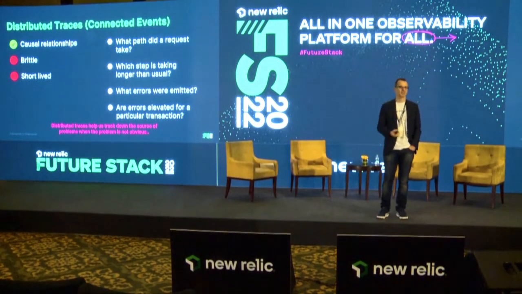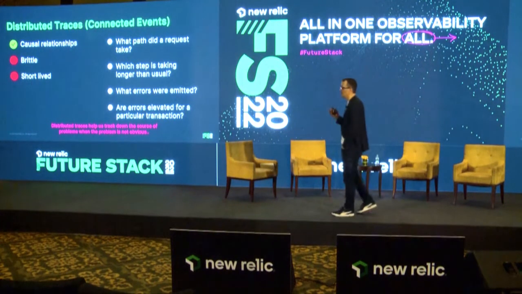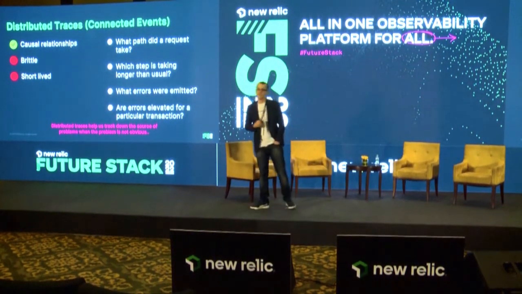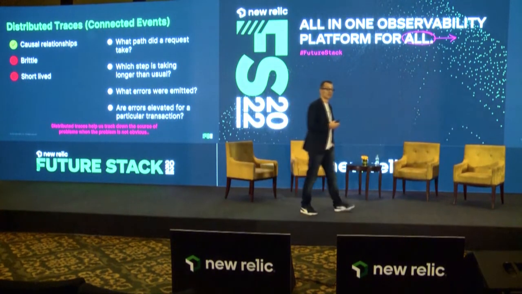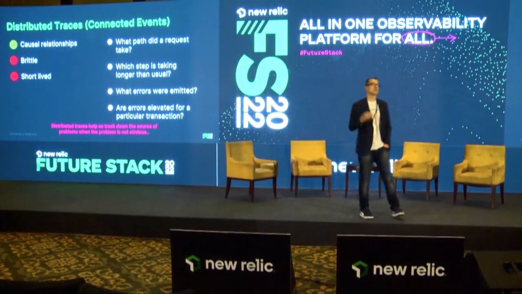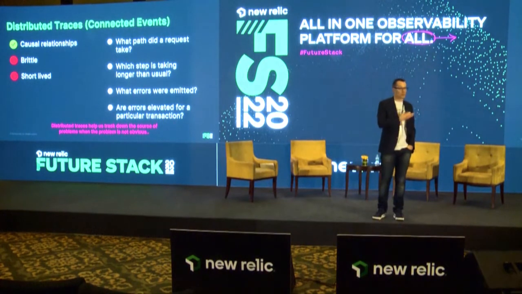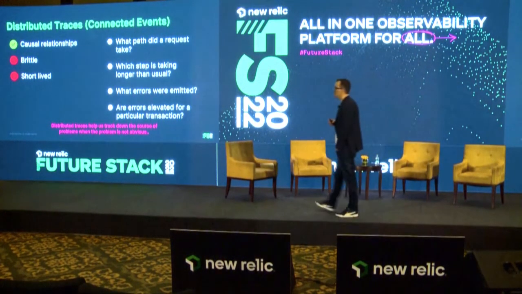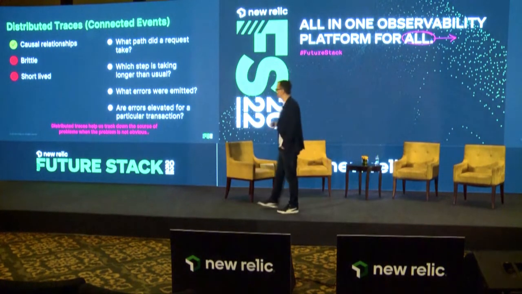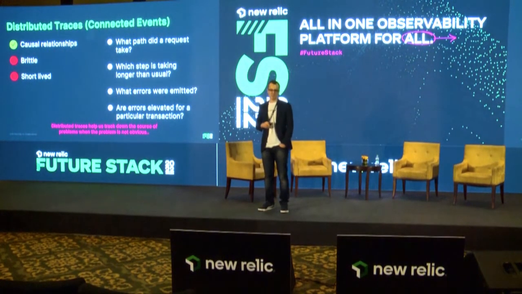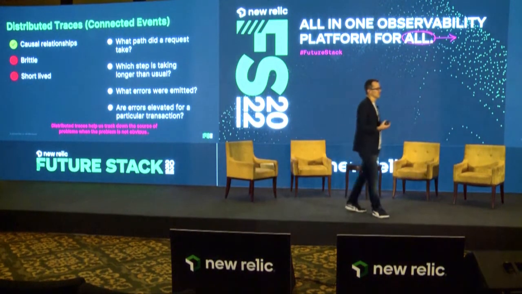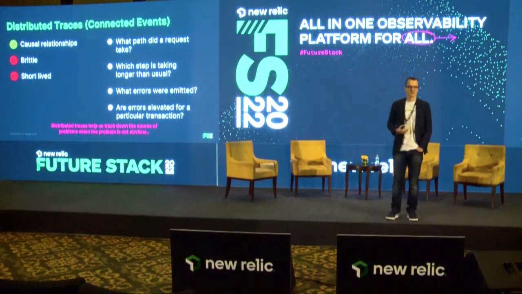You're not guessing, right? So we can ask questions like, what path did a request take? Which steps within that path are taking longer than usual? We can also ask what errors were emitted during that transaction. And we can also ask questions like, are errors elevated for a particular transaction? The downside to traces, and not many people in the industry talk about downsides to traces, is that they're brittle.